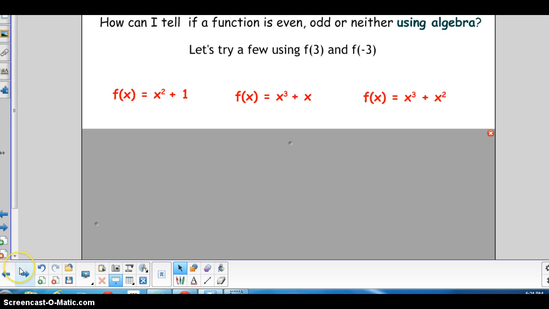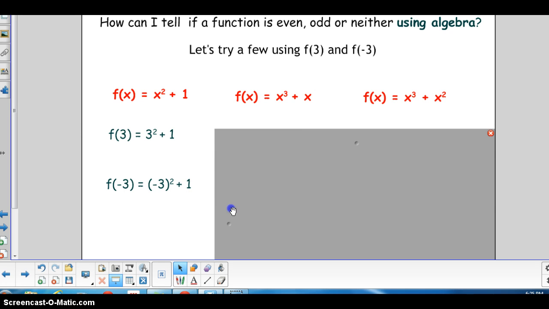All right, let's take a look at a few more examples. We're going to plug in the values 3 and negative 3. Now remember, if the output is the same, then it's going to be even. If the output is the opposite, then it's going to be odd, and if it's neither, then the function is going to be neither. So let's look at x squared plus 1.